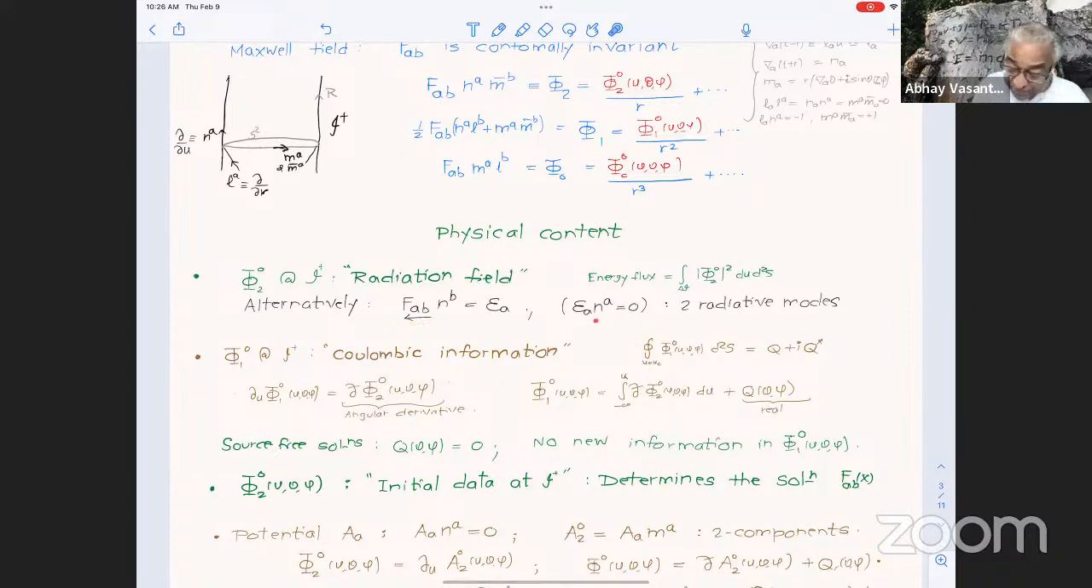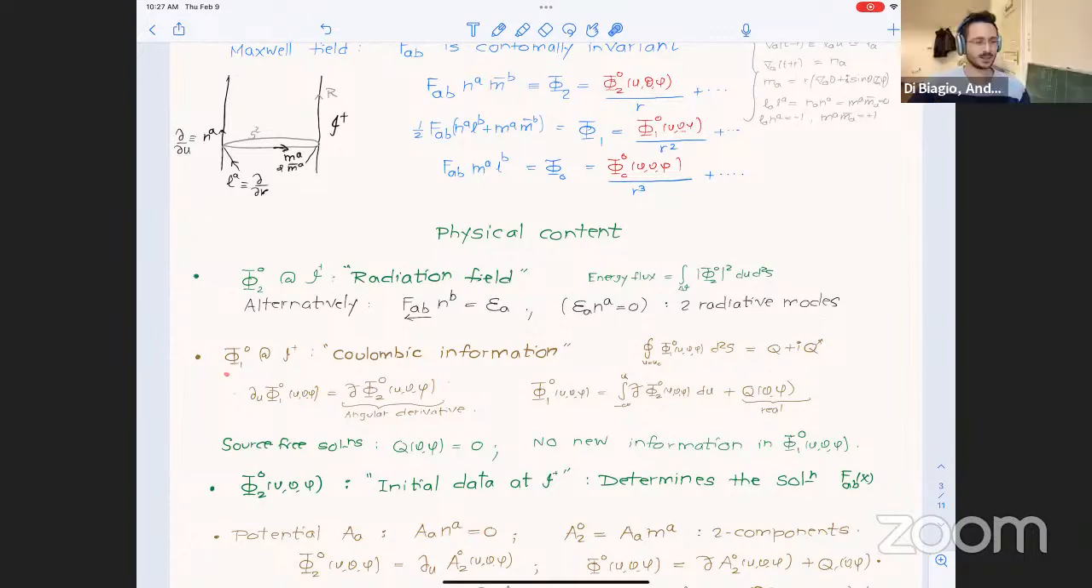This one form is transverse to N, and E_A N^A equal to 0, just by definition, because if I plug in another N, I will get 0. And therefore, it only has 2 components, and these are the 2 radiative modes. And then this what I call here phi 2, as you can see up here, phi 2 is just given by E_A times M^A. These 2 components are just these up here.